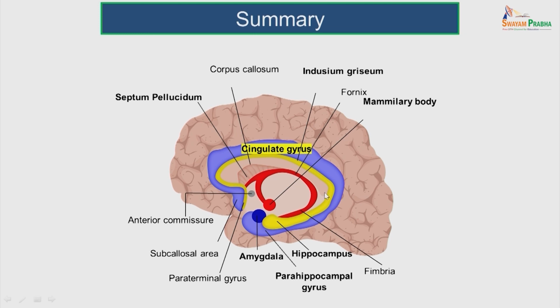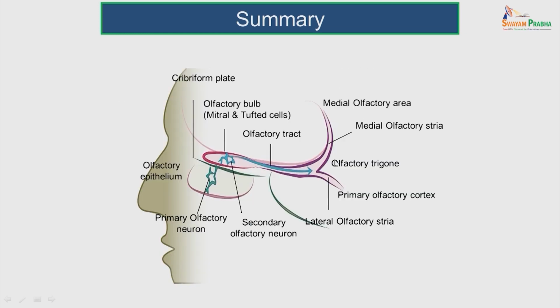So, till now what we have studied is the hippocampus, the parts where we have the hippocampal formation. There is a parahippocampal gyrus, there is a fimbria, fornix. Then we have the mammillary body, amygdaloid, and the cingulate gyrus, indusium griseum, and the subcallosal area and paraterminal gyrus and anterior commissure. They form the part of the limbic system.